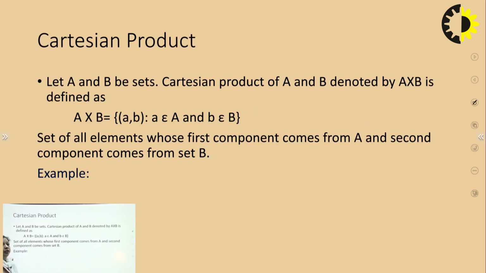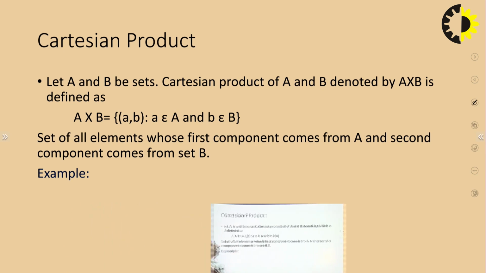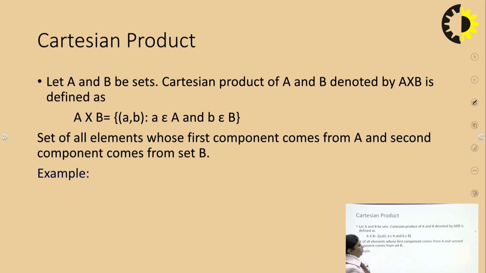Now coming to the next topic, that is Cartesian product. Since we know what an ordered pair is, we can easily understand what the Cartesian product is. The Cartesian product is again for two sets A and B. It is written as A cross B and it will contain all the ordered pairs (a, b) such that the first component belongs to set A and the second component belongs to set B. So it will contain all the ordered pairs.